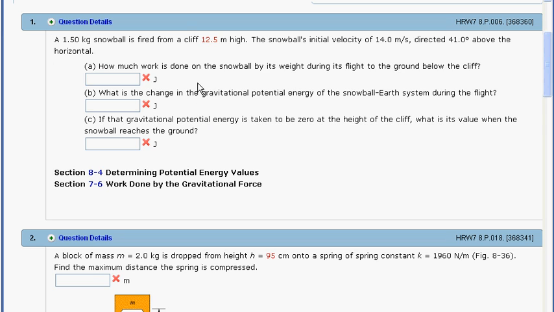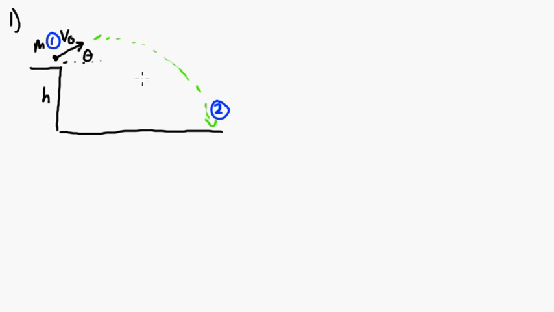question one, which is how much work is done on the snowball by its weight during its flight to the ground below the cliff. Now, one way to look at that is to say the weight on the snowball is going to be mg. That's the mass times gravity of the snowball. It's going to point downward, and the displacement vector delta r is going to be some horizontal displacement it goes through.